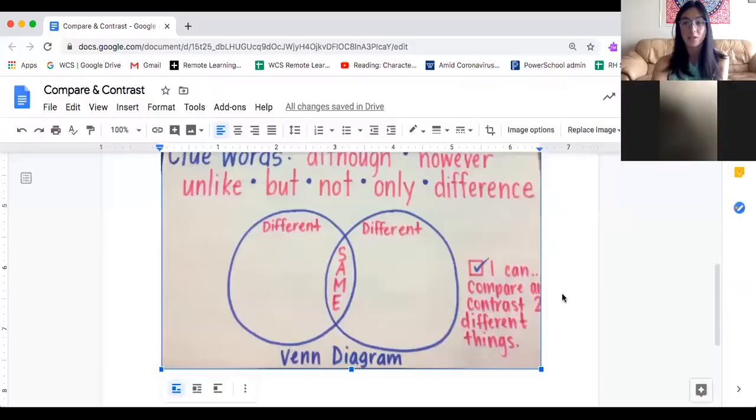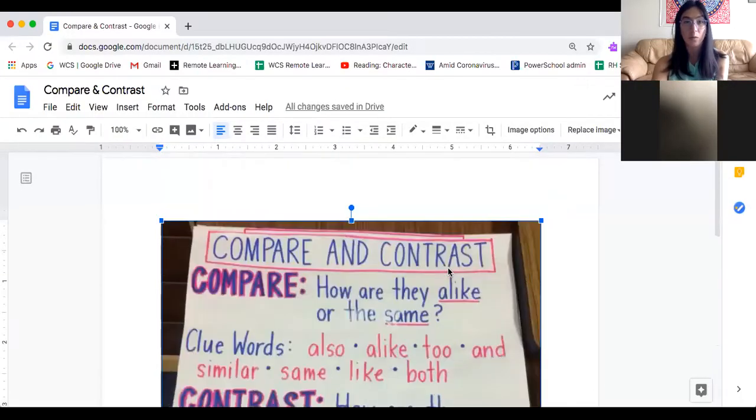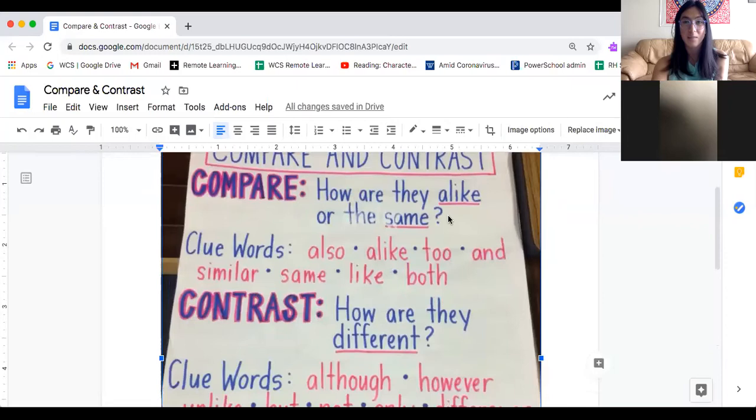Well, friends, if you had fun playing that game with Miss Sarah, we're going to do the same thing with the characters in our story. Today, I'm going to teach you one thing good readers can do is compare and contrast. What that means when we compare and contrast is we think, what is the same and what's different about our characters? So when we compare, we think, how are our two characters alike or the same?